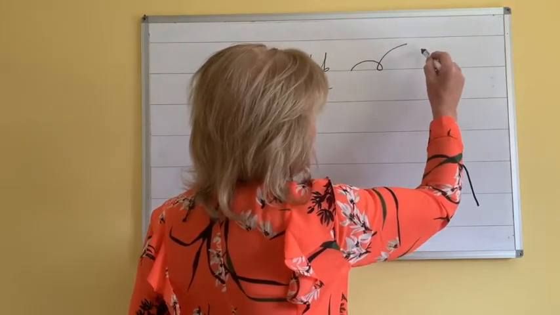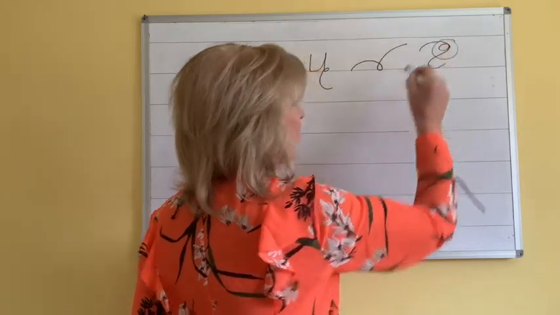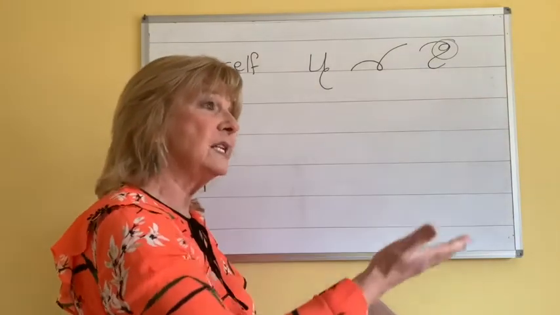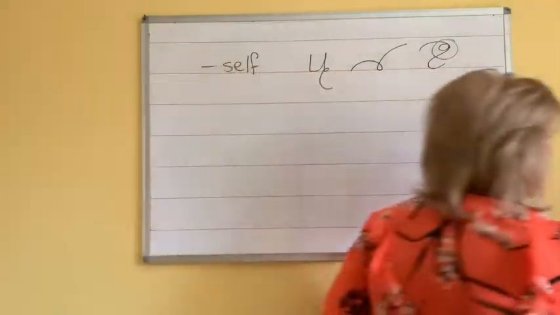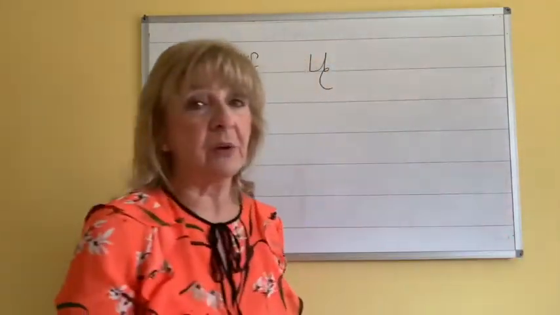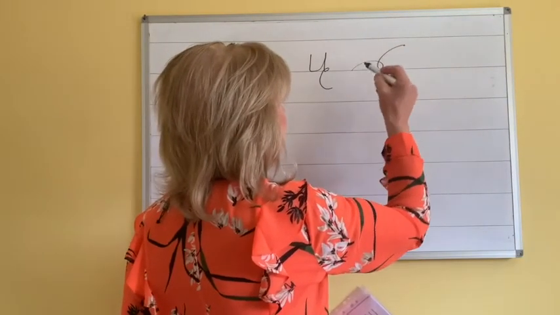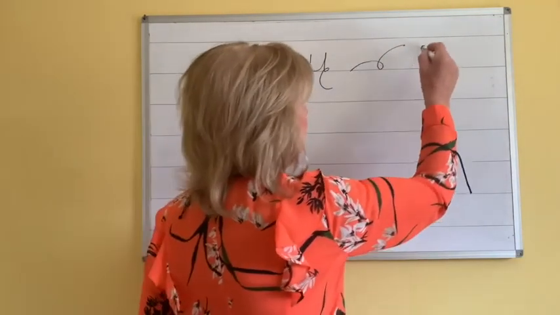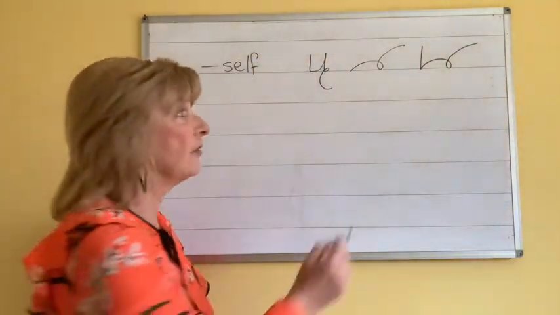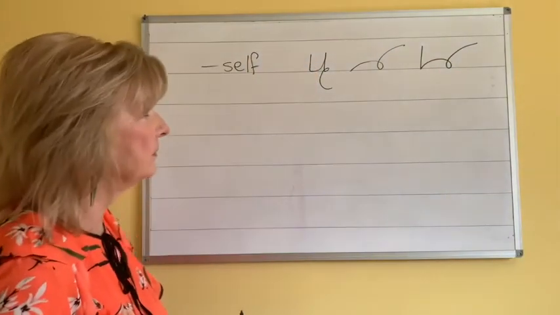Because if I do this, M, S, and then the L, that is awkward. It's awkward to write at speed. So if the curve is already going clockwise, you will carry on going clockwise. If it's already going anti-clockwise, you'll carry on going anti-clockwise. So this would say myself. This would say himself, because again, we've already got that clockwise curve, himself.